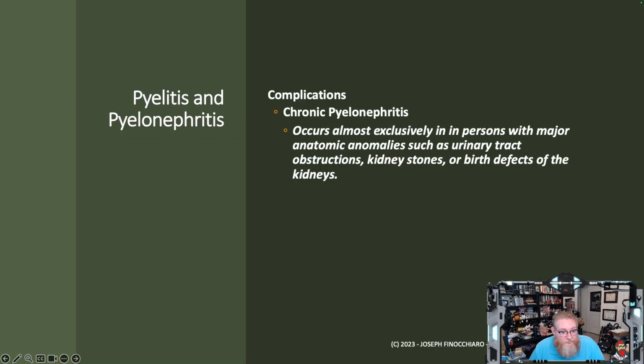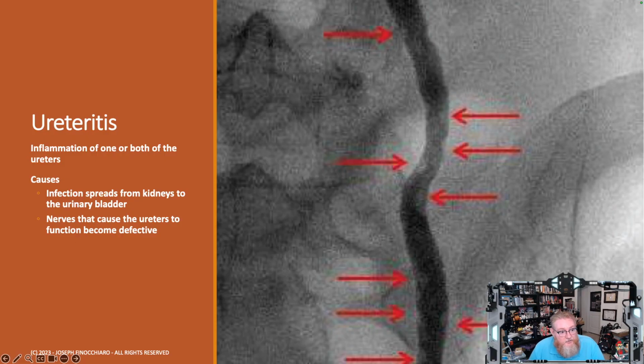Complications. First up, we have chronic pyelonephritis, which occurs almost exclusively in persons with major anatomic anomalies such as urinary tract obstructions, kidney stones, or birth defects of the kidneys. Ureteritis is an inflammation of one or both of the ureters. Causes: infection spreads from kidneys to the urinary bladder. Nerves that cause the ureters to function then become defective.